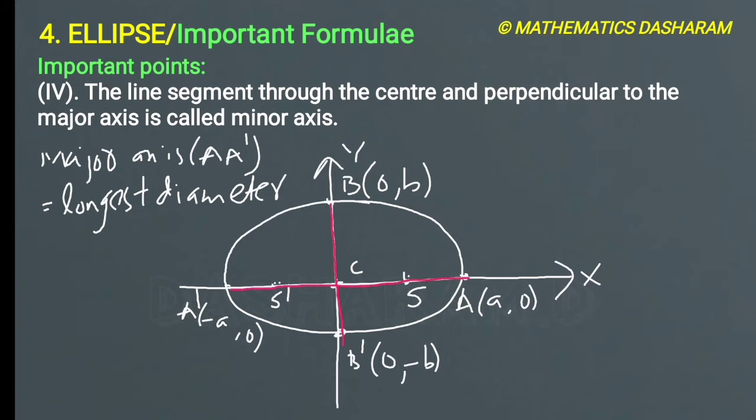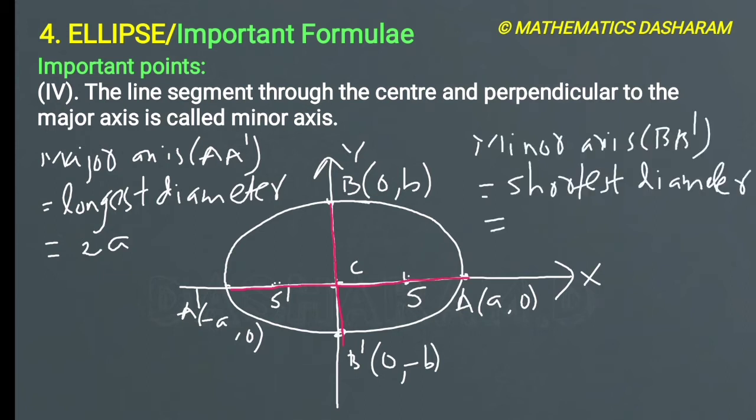So here major axis A to A dash is called the longest diameter and its length is 2a. Next, minor axis B to B dash is called the shortest diameter and its length is 2b. That means A dash to C is small a, C to A is small a. So that is why A to A dash is a plus a, 2a.